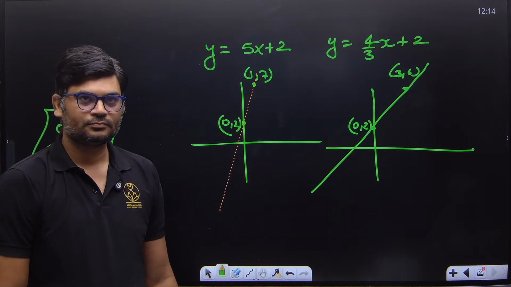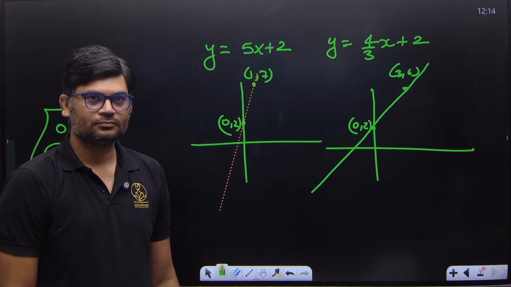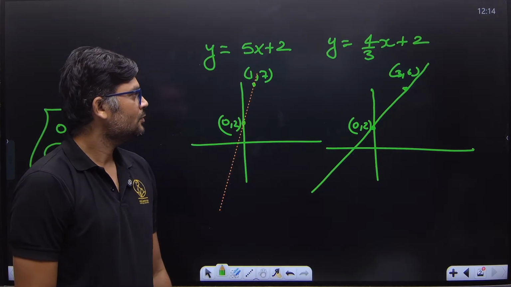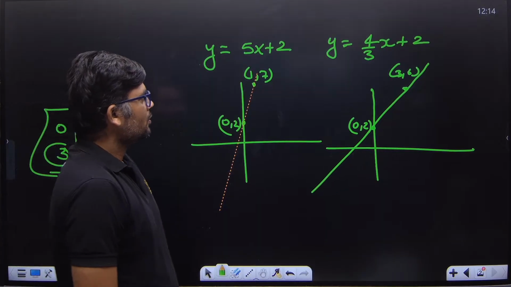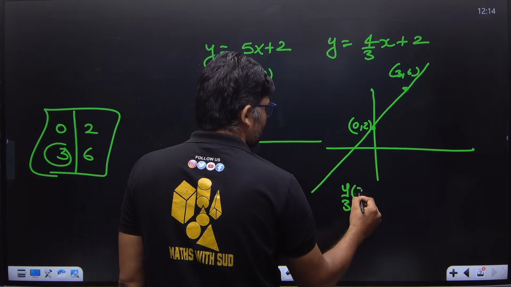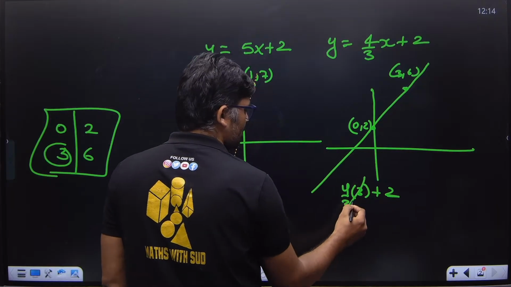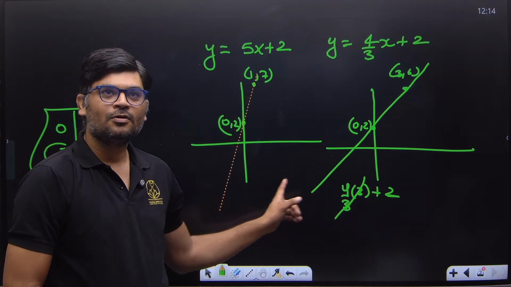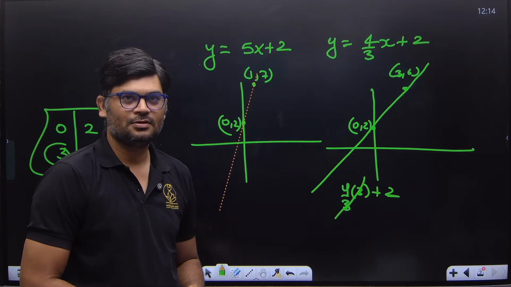So, sir, are you multiplying 3 into 4 by 3? Yeah, you can say it like that. When x is 3, y is 6.